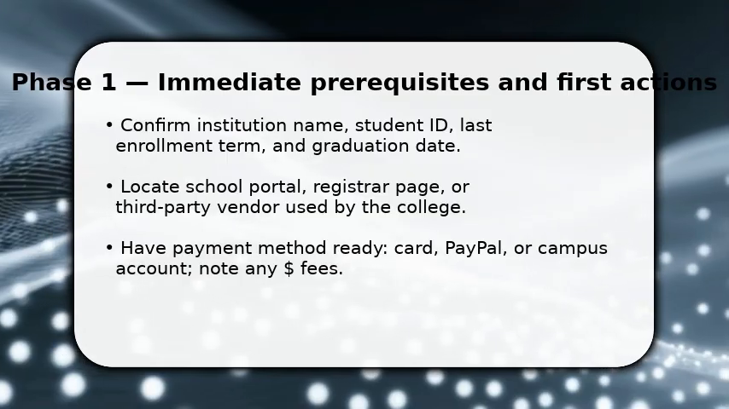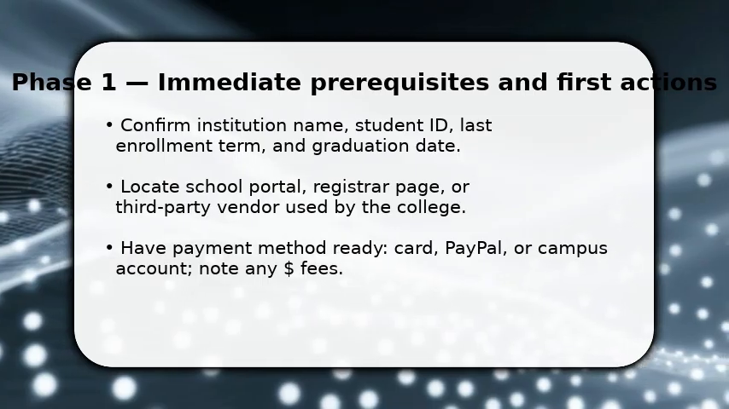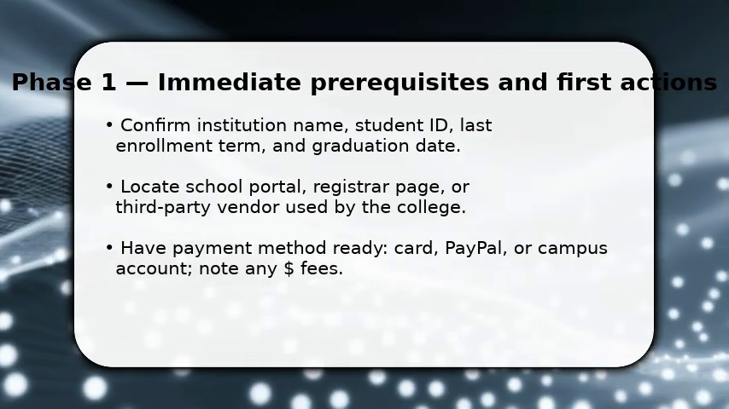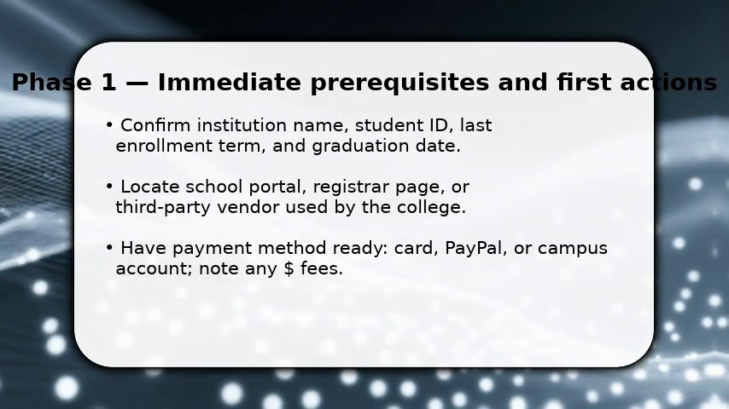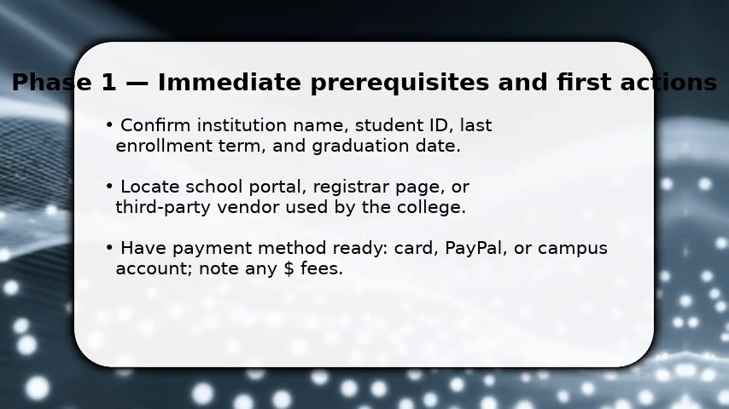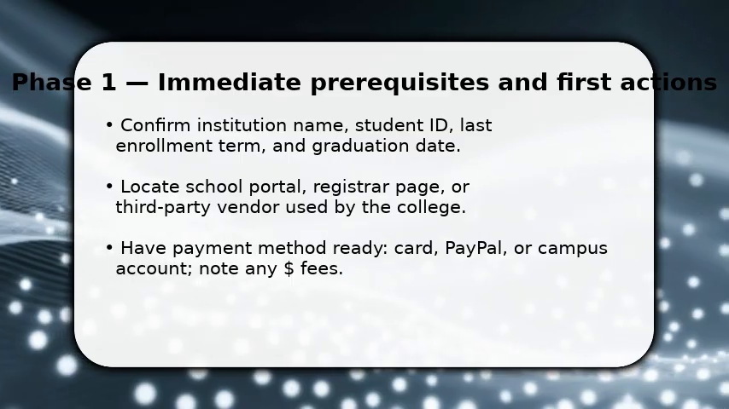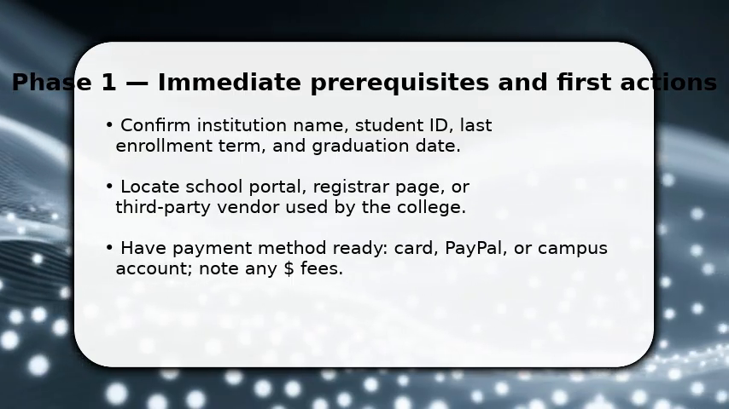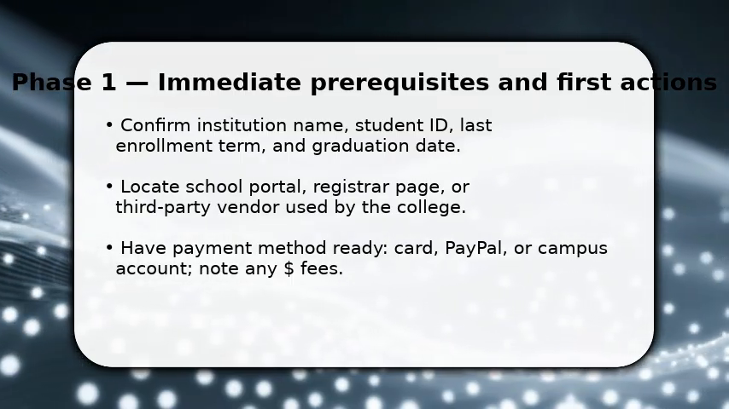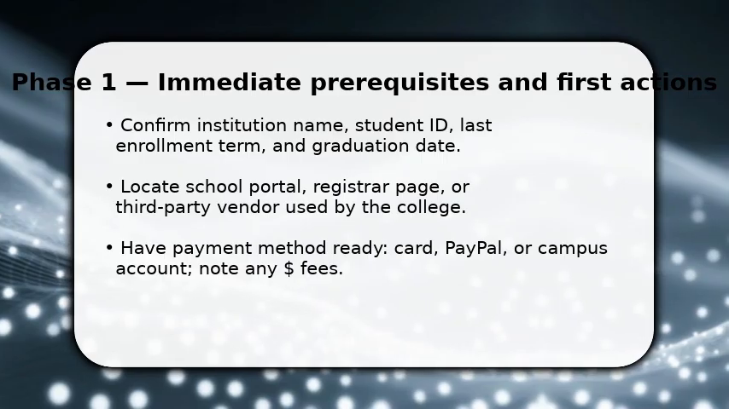You begin by confirming the exact institution name and your student ID. This avoids delays. Next, sign into the college portal or registrar site. If you don't have an account, create one now and verify your email. Make sure you know the last term you attended and whether the school uses a third-party vendor. Those steps determine the path.